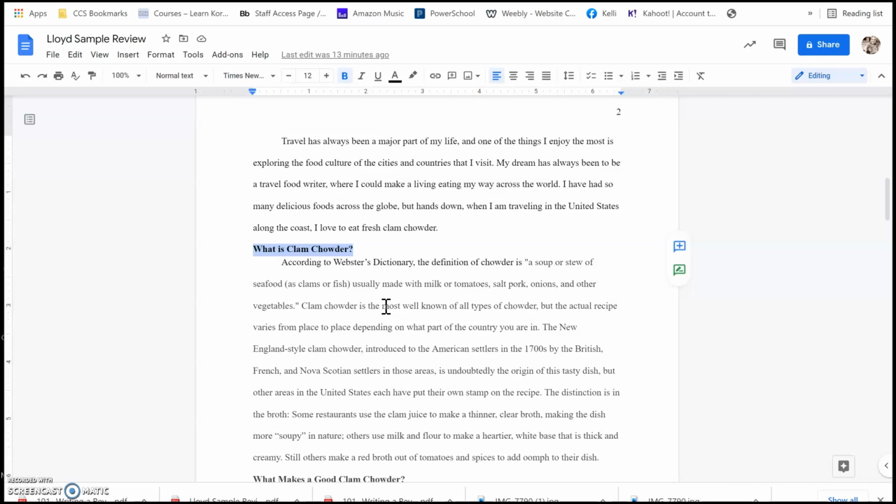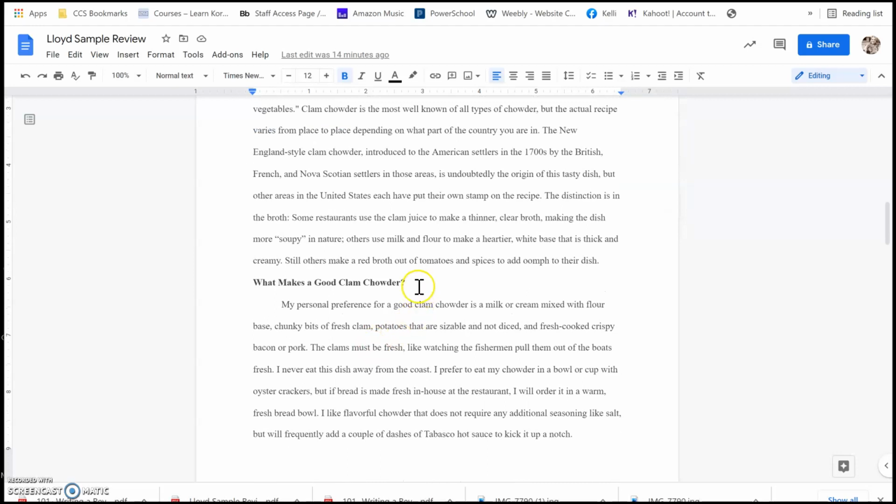So some restaurants use clam juice to make a thinner, clear broth, and then some use milk and flour to make a white base that is thick and creamy, and then some even take tomatoes and spices and make a red broth, and that's just a restaurant's choice. But I felt like that was all necessary information to set up the parameters for what clam chowder is. Then you notice that my next heading is what makes a good clam chowder. This is my opinion, my personal preference for what I like to see in a clam chowder.